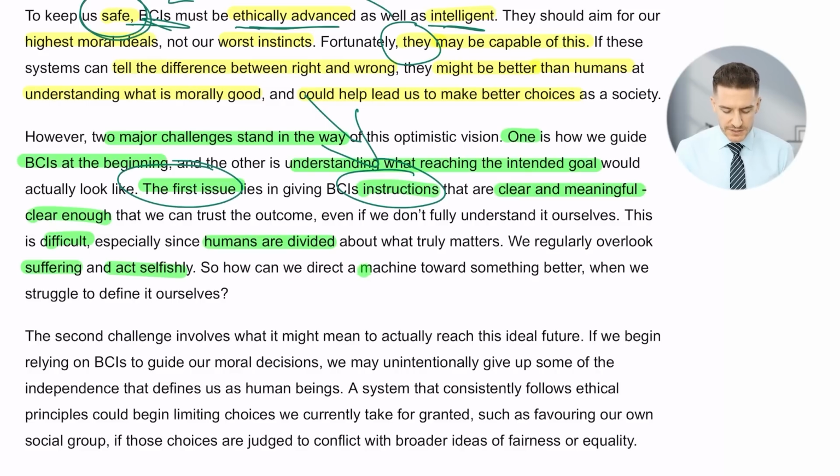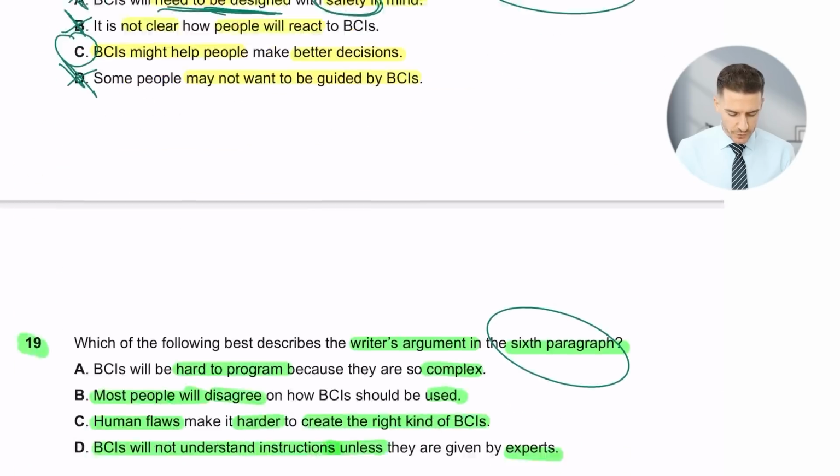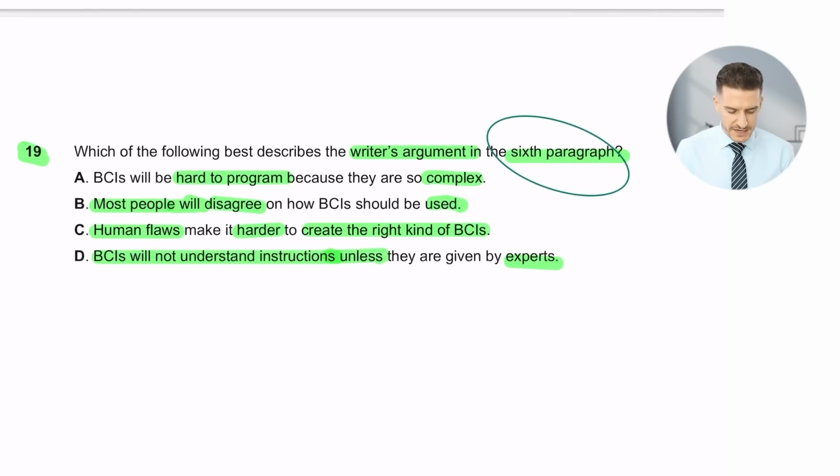So how can we direct a machine towards something better when we struggle to define it ourselves? So this one looks like it's saying that humans sometimes can be not very nice. Okay, we overlook suffering. We don't care about suffering. We act selfishly. So if we're not perfect, how are we going to make a machine better? How are we going to tell the machine what to do? So let's go back down, considering what we've just talked about, and we'll decide on the correct answer.